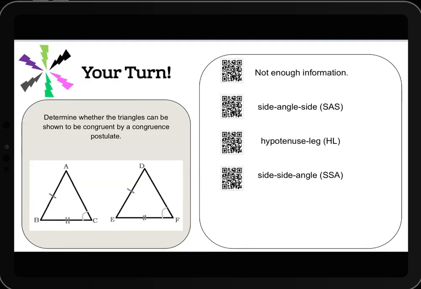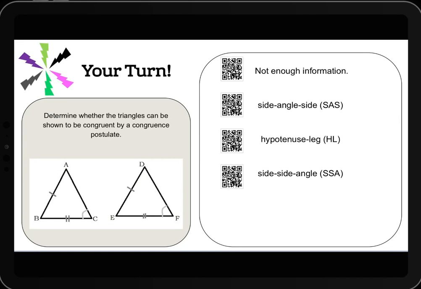All right, so go ahead and fill out this last one here. Pause the video and see if you can come up with the response. So if you said not enough info, you would be in the clear here because side, side, angle, or angle, side, side doesn't exist. There is no such postulate or theorem that otherwise justifies this, and you can see it's two sides and a non-included angle, so that is the reason why these are not congruent.